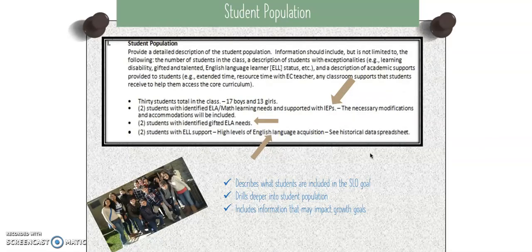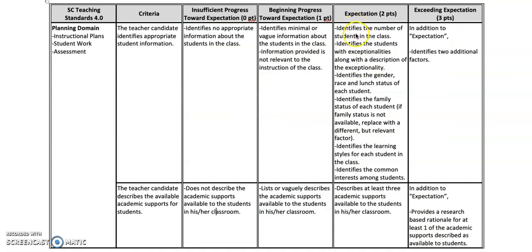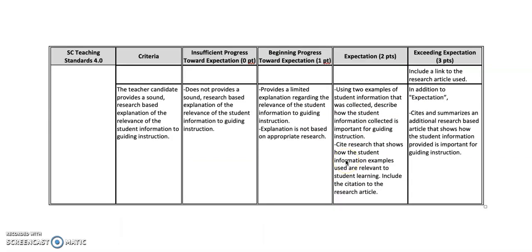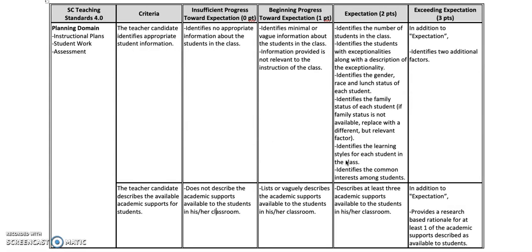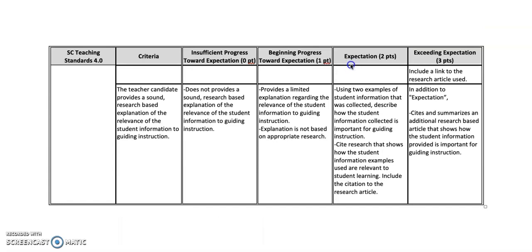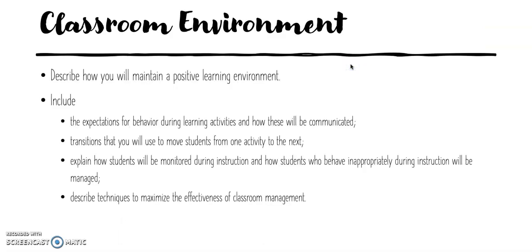So for this student population, I just want you to bullet, and I want you to bullet in order of the rubric. Okay? So this will be based on your practicum students. If you want to do this on one student, which I highly encourage you to, I would still put the number of students in the class, but just note that you're only going to be working with one student during the SLO.